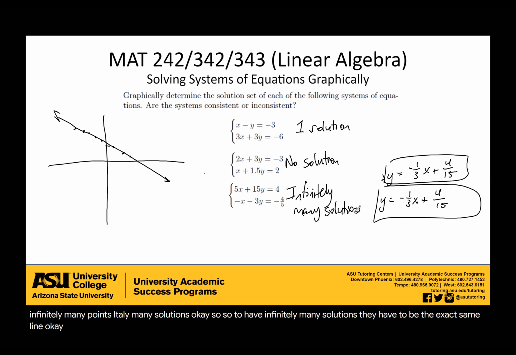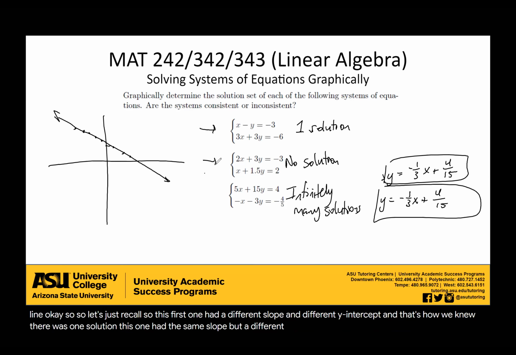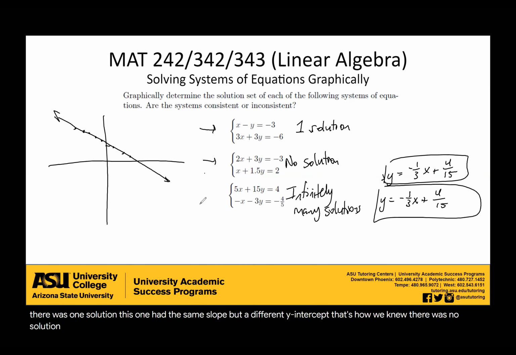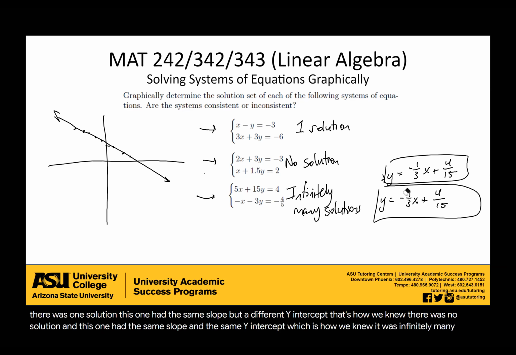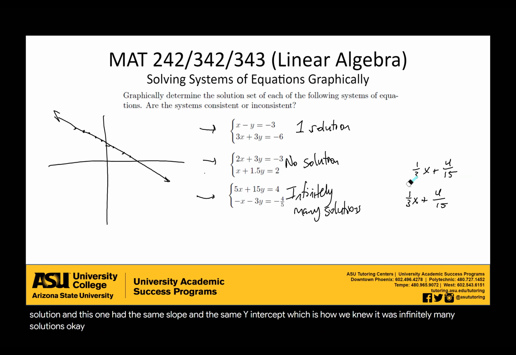Okay, so let's just recall. This first one had a different slope and different y-intercept, and that's how we knew there was one solution. This one had the same slope, but a different y-intercept. That's how we knew there was no solution. And this one had the same slope and the same y-intercept, which is how we knew it was infinitely many solutions.